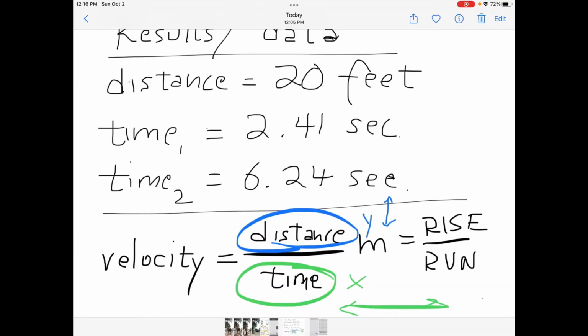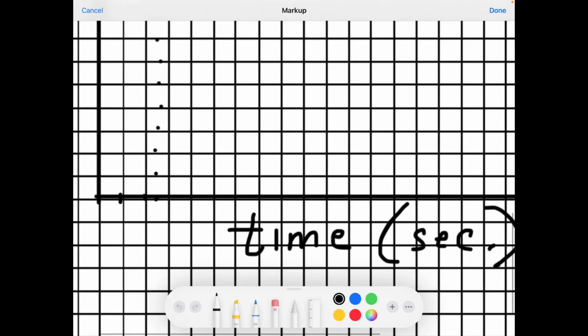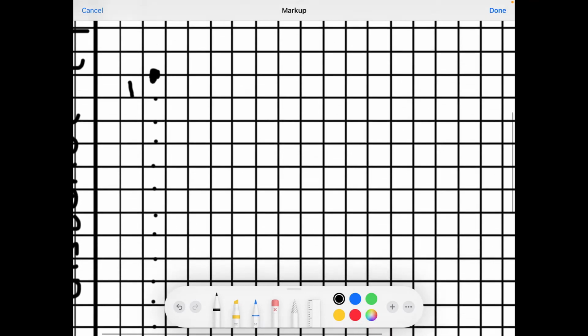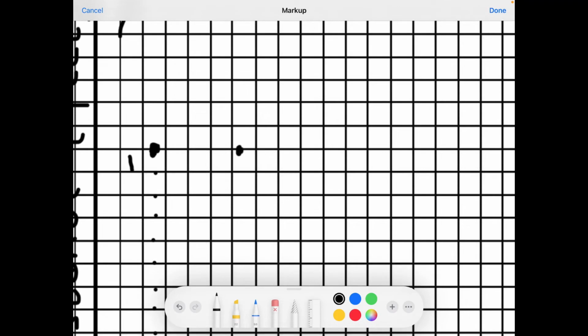Checking our data again, our second time was 6.24 seconds. Our distance was the same, 20 feet. So 1, 2, 3, 4, 5, 6, and roughly a quarter, 0.24, right here. Then we're going to go back up 20 and put that data point right here. It's number 2. I might be better off making it a different color.